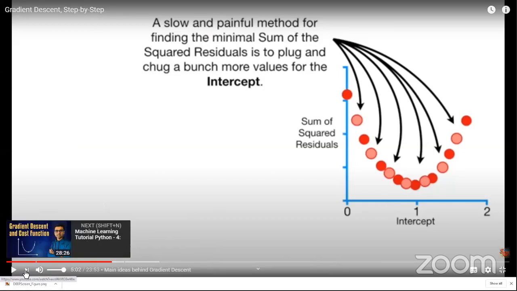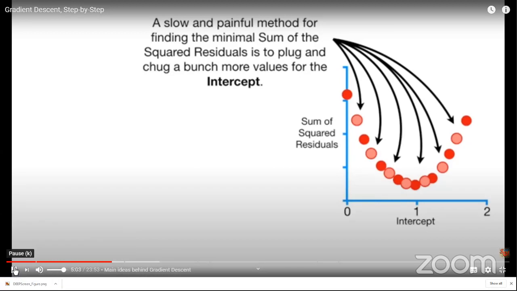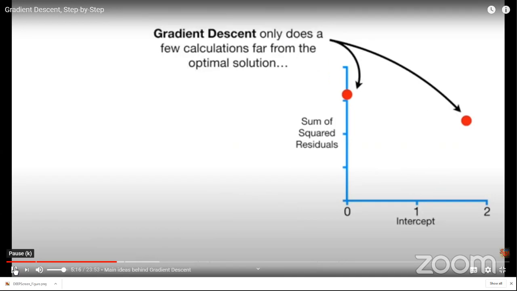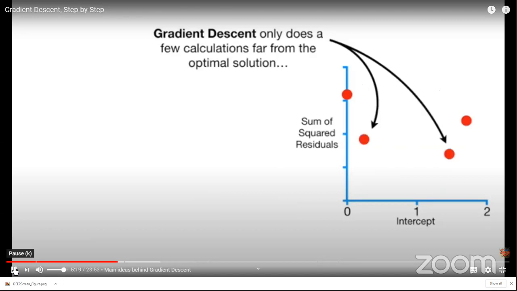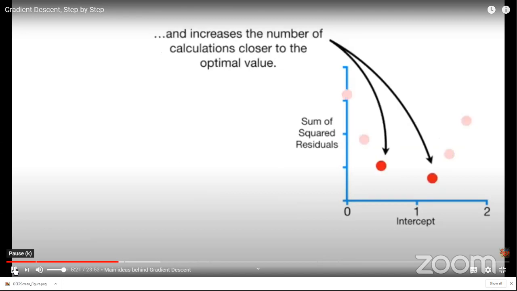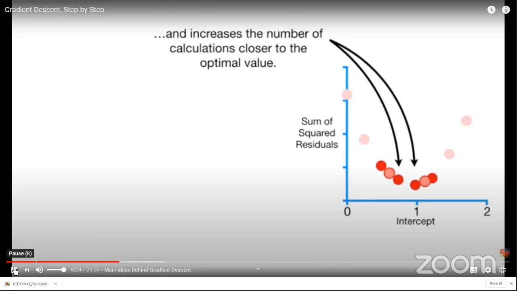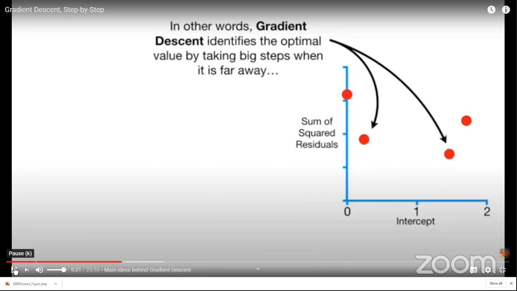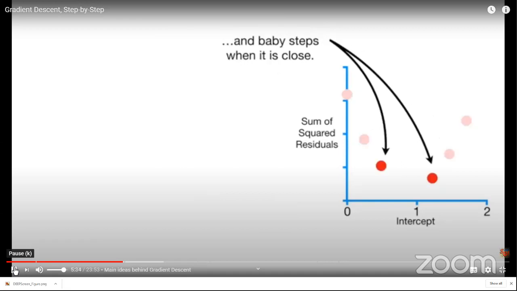Gradient descent is way more efficient. It only does a few calculations far from the optimal solution and increases the number of calculations closer to the optimal value. In other words, gradient descent identifies the optimal value by taking big steps when it is far away and baby steps when it is close.